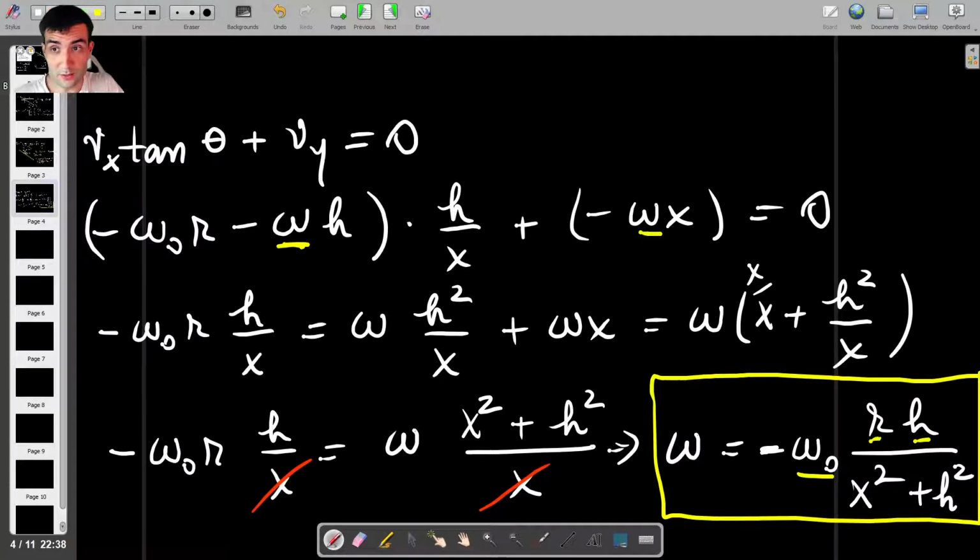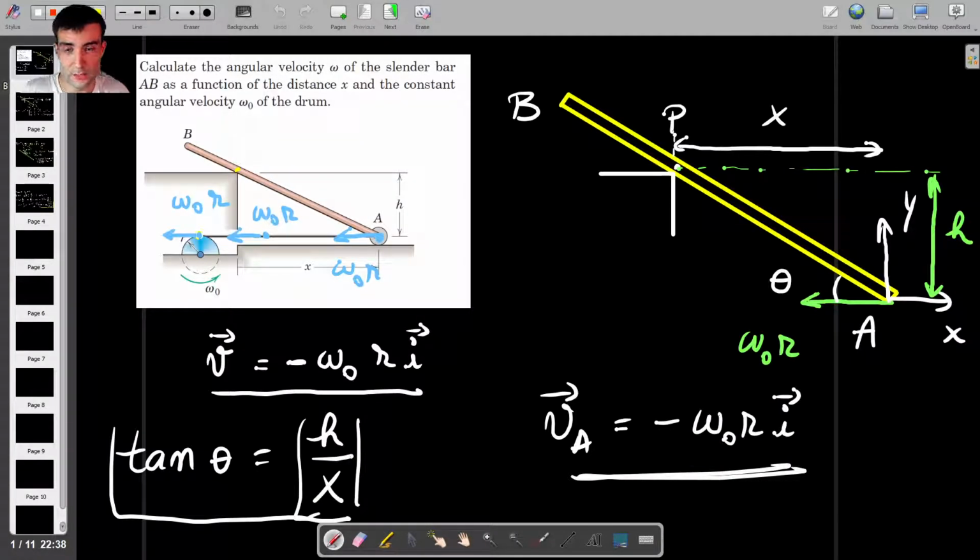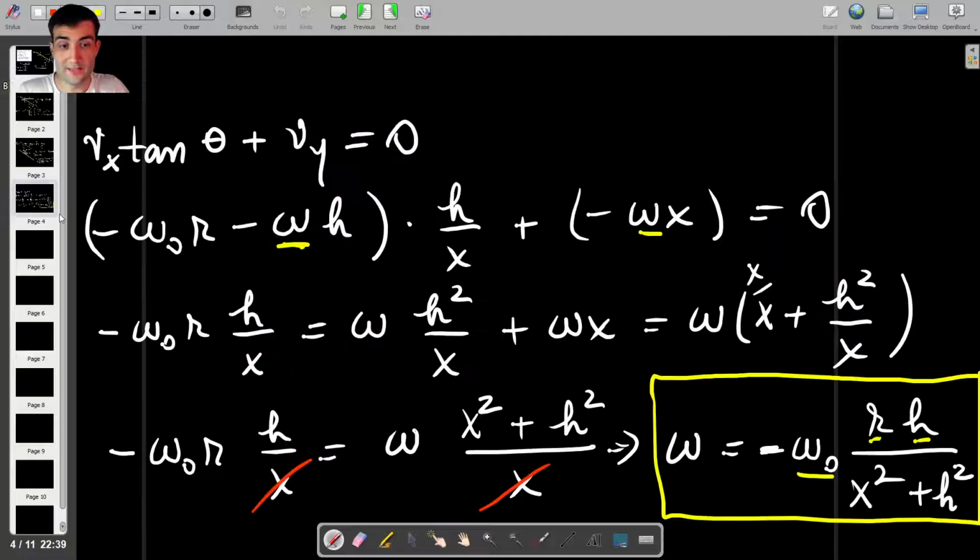And that's actually what's happening, because as you think about it, as point A is moving to the left, the bar is actually rotating clockwise, right? You can sort of visualize it, that as A goes that way, B goes something like that, and the bar is going to rotate clockwise as a result, and the minus here that we got is consistent with that. Okay, so yeah, that's the end of the question.